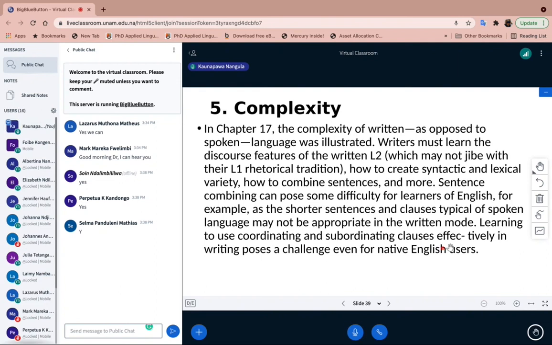But this is not just with our learners, even with university students. Sometimes we really can't understand what somebody is writing or saying, and you can just imagine now with the learners. So we have to train them how to write simple sentences, compound sentences, complex sentences, and how they create variety in their writing. So we have to train them in that. So there's that complexity aspect to written language.